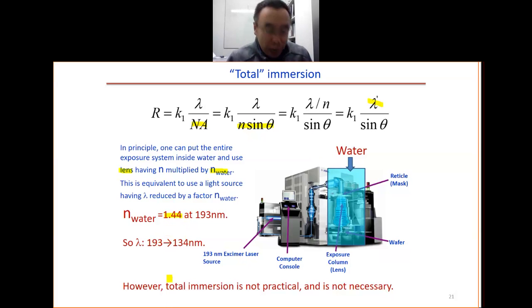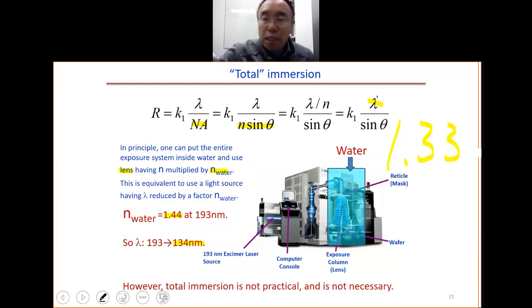This is higher than air for the 193 nanometer light. So effectively, 193 divided by 1.44 gives you 134 nanometers. So effectively, we use a 134 nanometer wavelength for the lithography. We know that for water, n equals 1.33. This is the index for visible light, for the visible wavelength. The 1.44 is the index at 193 nanometer.